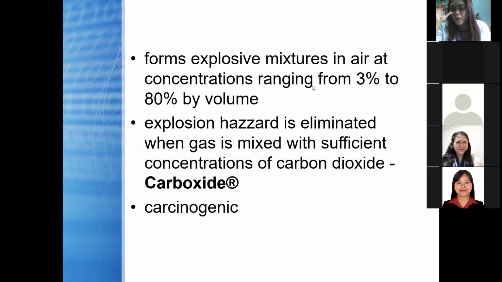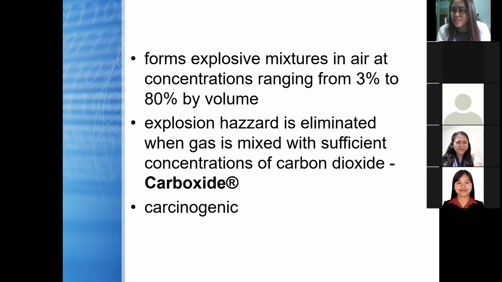So, what's the problem with ethylene oxide? It is not used casually because when it is exposed to air, especially if its concentration is between 3% to 80% by volume, it causes an explosion. So that is our problem with ethylene oxide. It's an explosion hazard, but it can be eliminated by adding carbon dioxide to the mixture. Once carbon dioxide is added to ethylene oxide, it will no longer easily explode even if exposed to oxygen. So we have a brand in the market that combines ethylene oxide and carbon dioxide. We call it carboxide. Okay?